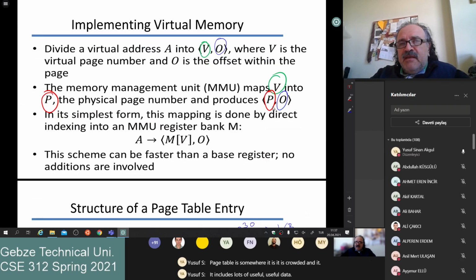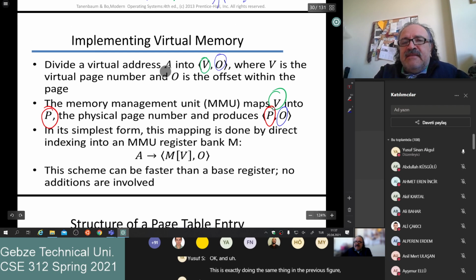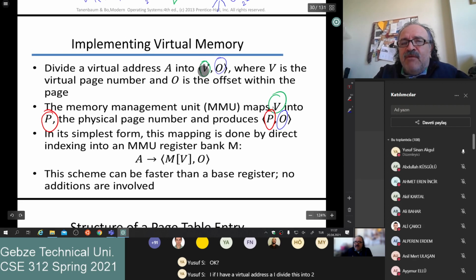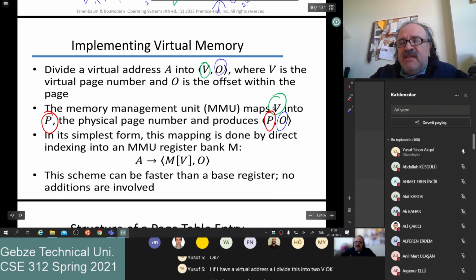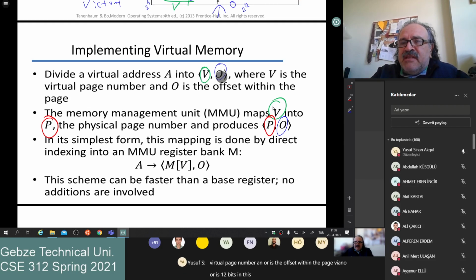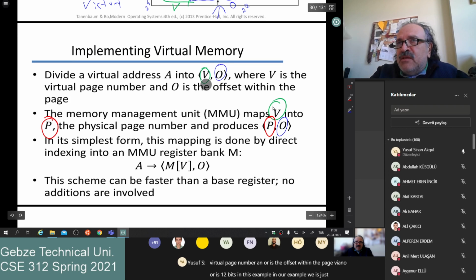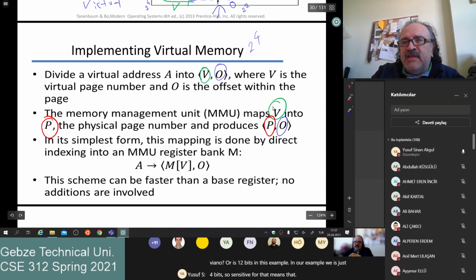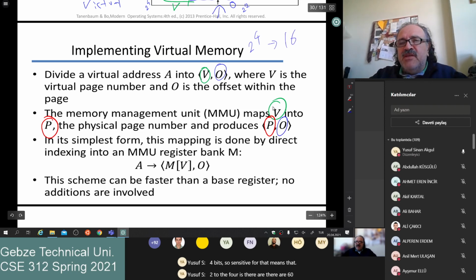Okay, and this is exactly doing the same thing as in the previous figure. If I have a virtual address A, I divide it into two parts: V, the virtual page number, and O, the offset within the page. O is 12 bits in our example, and V is just 4 bits. Since it is 4 bits, 2 to the 4 means there are 16 possible virtual pages.